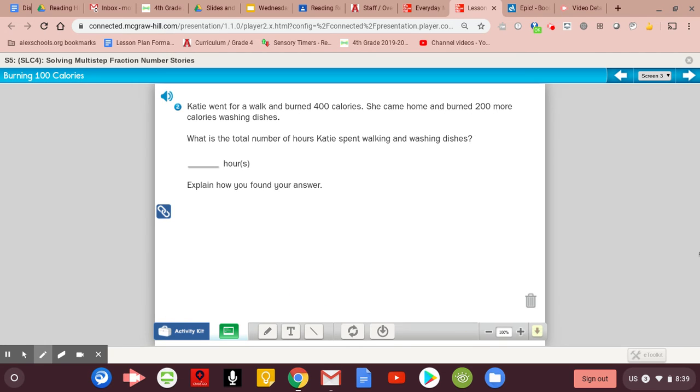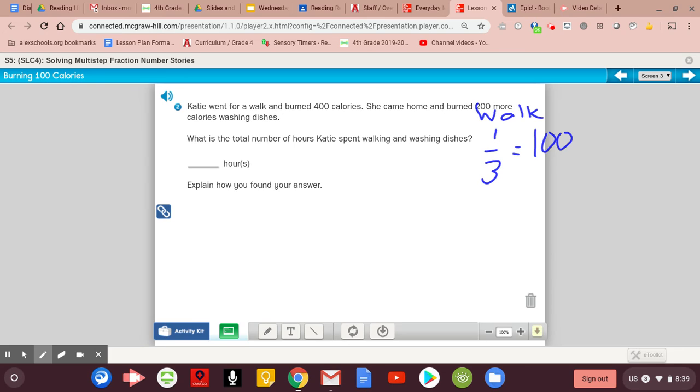Problem 2 says Katie went for a walk and burned 400 calories. She came home and burned 200 more calories washing dishes. All right, so this is where it gets trickier because we have multiple steps. So we are going to start with her walk. So she was walking for 100 calories. So for walking for 100 calories is 1/3. So 1/3 is 100 calories for her walk. I'm going to label that so I know.